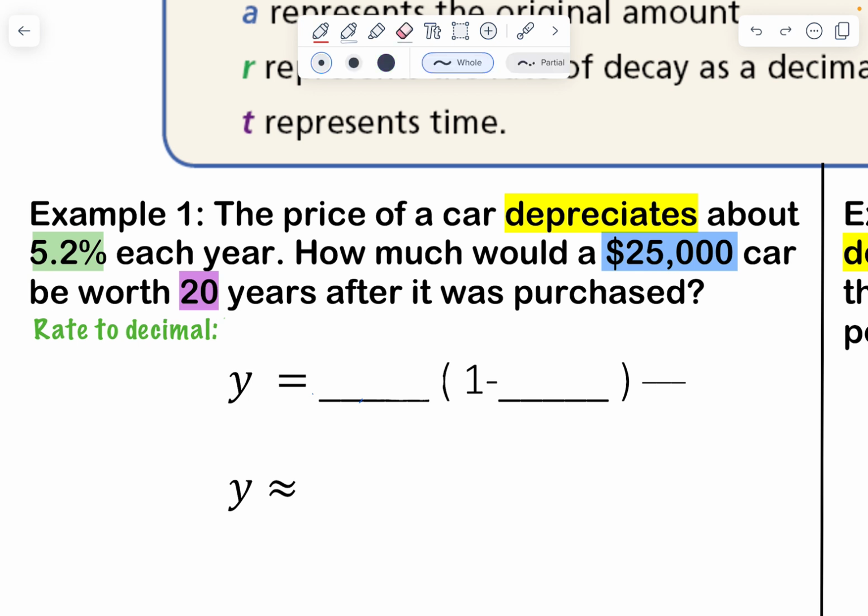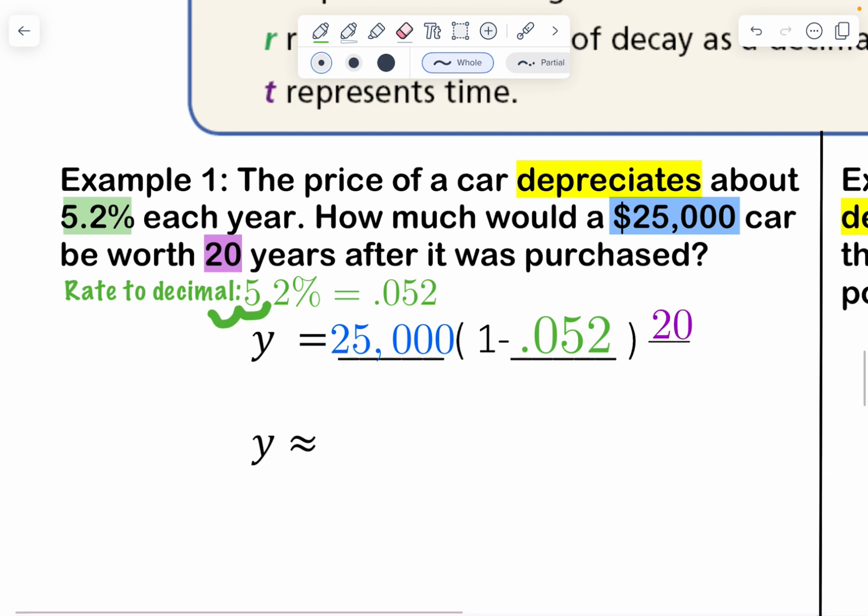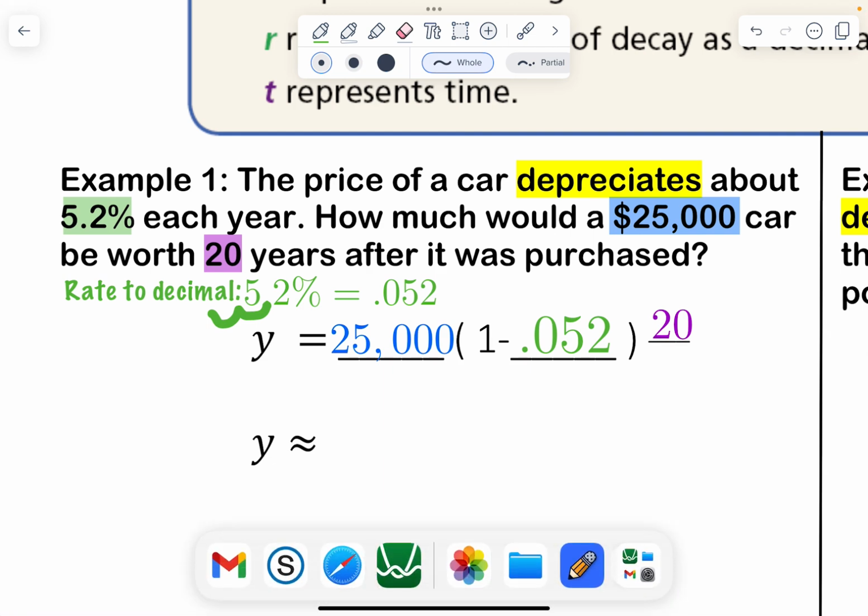So starting to plug this stuff in, starting with our initial amount, that $25,000. Inside the parentheses, 1 minus, we need to convert that rate to a decimal. So 5.2, again, just like we did with growth, thinking about moving that decimal point over twice to the left, turns it into a 0.052. And our exponent, the 20, because we're going to see how much this car is worth in 20 years.